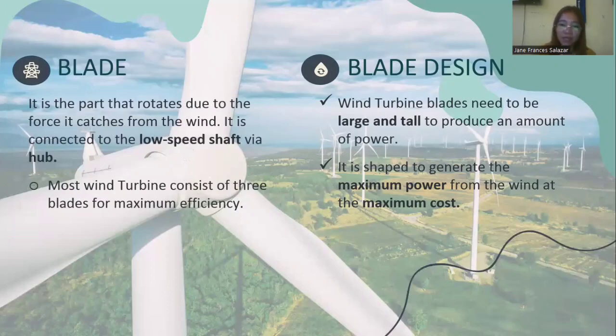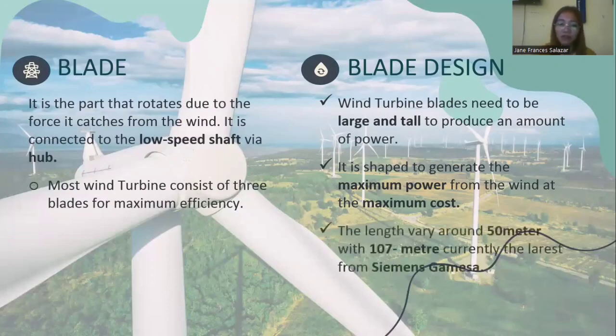Next naman, the length varies from around 50 meters to 107 meters. Currently, the largest is from Siemens Gamesa. Yung blade design naman, improvements in the design have produced new wind turbines which are more compact and quieter and generate more power from less wind.